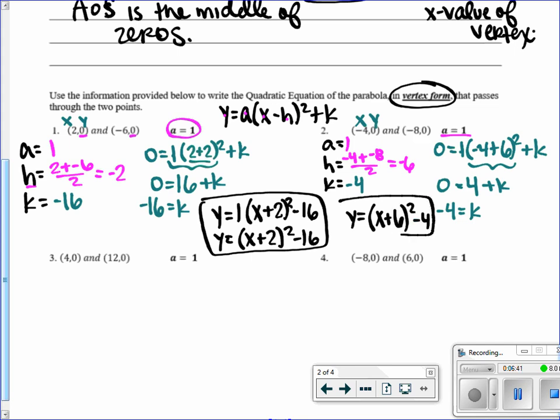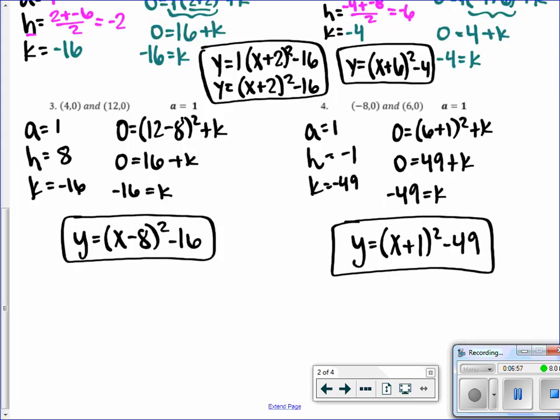So what I want you to do is pause the video again, and answer problems number 3 and number 4. Do it on your own, or ask a neighbor if you need help, but you need to be working on 3 and 4 right now. Okay, here are your answers for 3 and 4. Pause it if you need to check your answers if you didn't get the right answer. If we're good to go, let's move on to the next page.